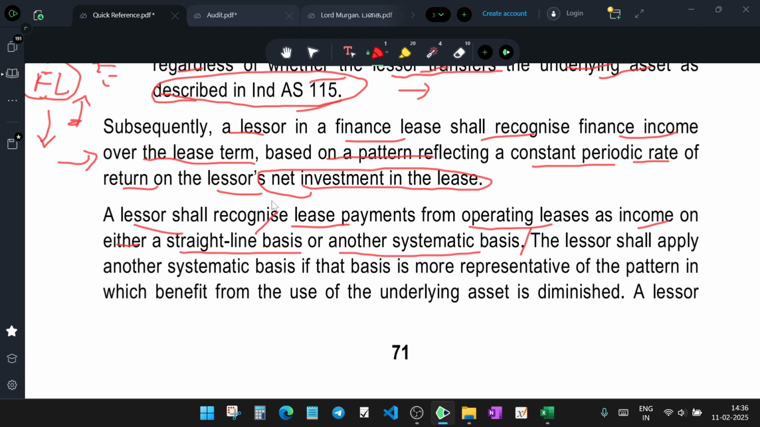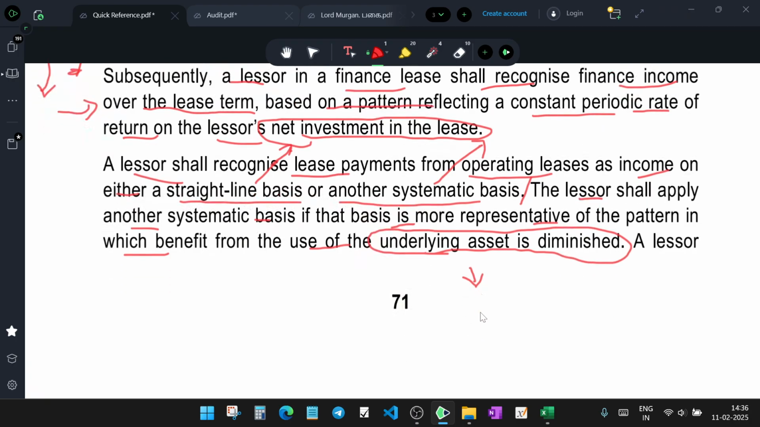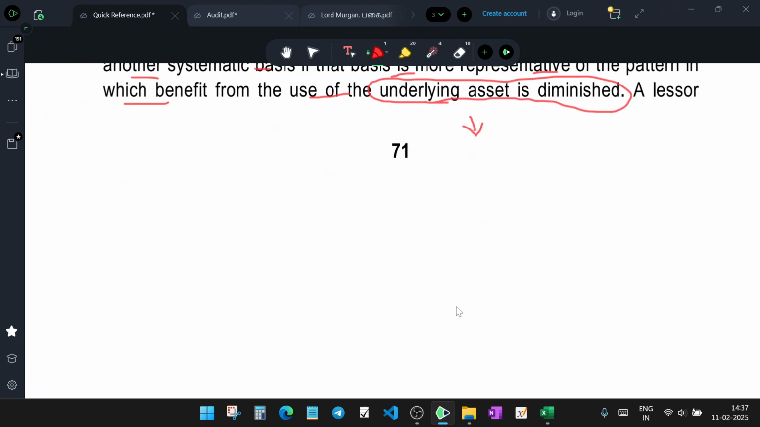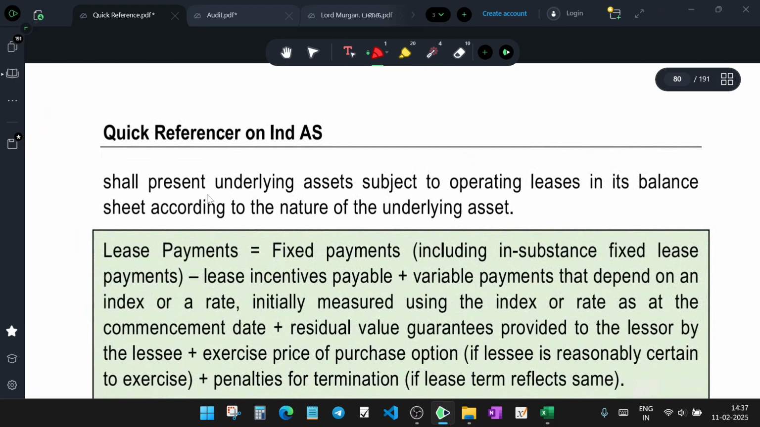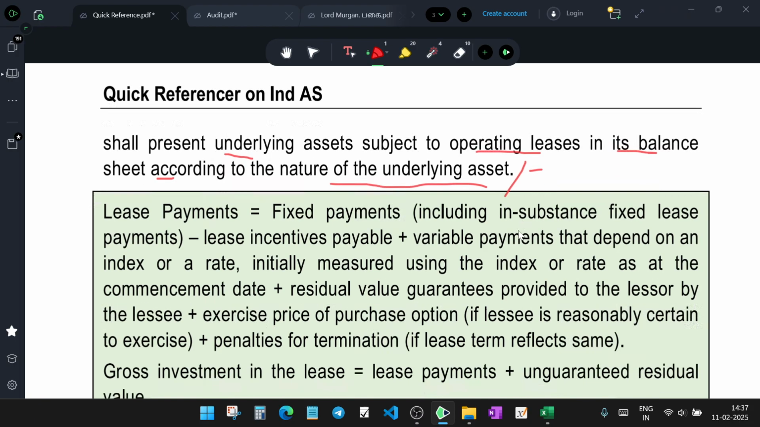Straight line basis, monthly the same amount is going to be taken as the lease payment. Systematic basis, based upon the usage you're going to get. The lessor shall apply another systematic basis if that basis is more representative of the pattern in which the benefit from the use of the underlying asset diminishes. As the use of the underlying asset diminishes, a different pattern should be used because he has the right to use. The lessor shall present the underlying asset subject to an operating lease in the balance sheet according to the nature of the underlying asset. What is the underlying asset? Based upon the nature, it will be shown in the balance sheet.